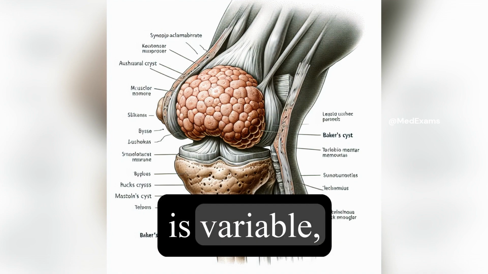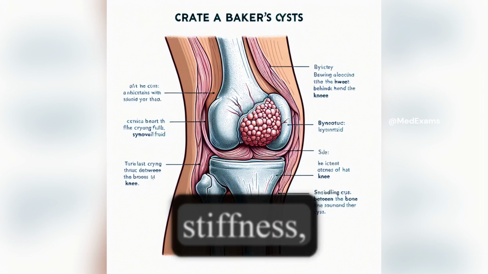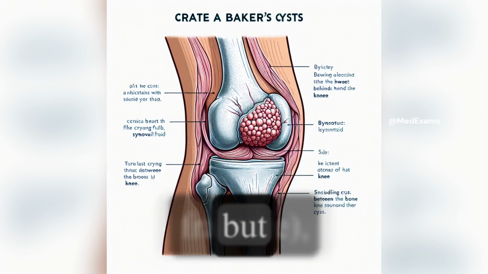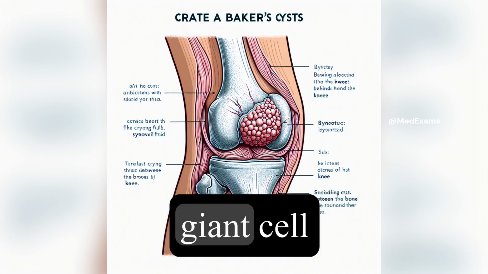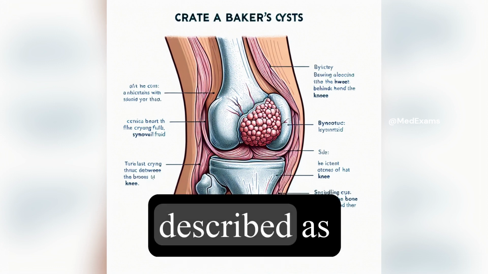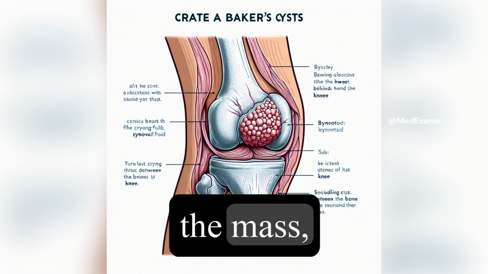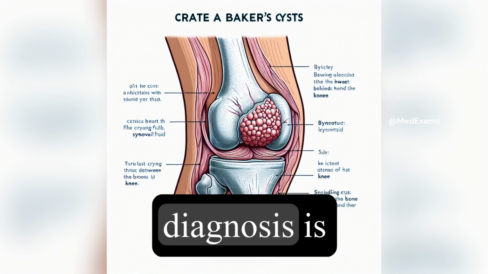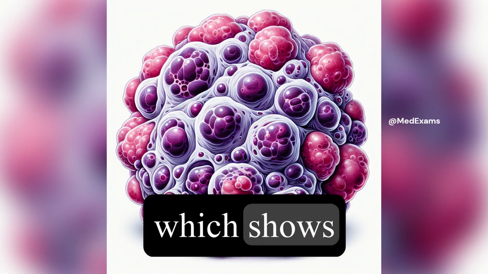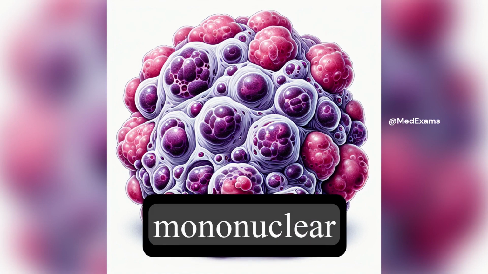The course is variable. Most patients have only local manifestations, for example pain, swelling, stiffness, and pathologic fracture, but pulmonary metastasis and malignant transformation may occur. X-ray in giant cell tumor of bone characteristically shows an eccentric lytic lesion, which is often described as resembling soap bubbles. CT imaging can show greater detail of the mass, and MRI is often indicated to visualize the adjacent soft tissues. The diagnosis is confirmed with biopsy, which shows multinucleated giant cells resembling osteoclasts interspersed with sheets of mononuclear stromal cells.